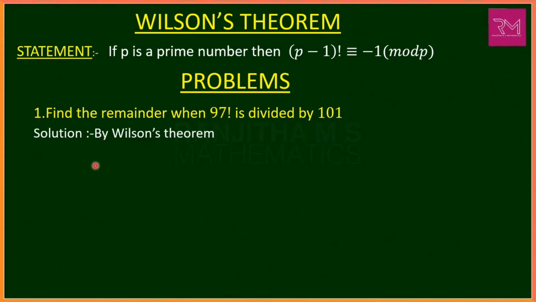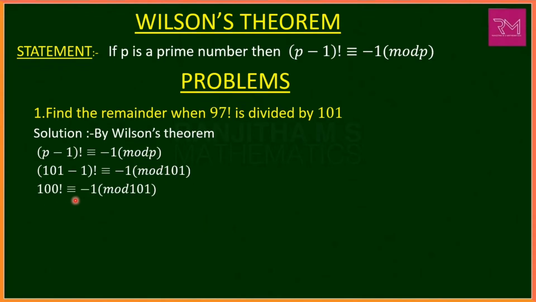First, by Wilson's theorem, we have (p minus 1) factorial congruent to minus 1 modulo p. We have to find the remainder when 97 factorial is divided by 101, which means the p value is 101 here. So, substituting 101 as p in the formula, we get (101 minus 1) factorial congruent to minus 1 under modulo 101. Here 101 minus 1 is 100. So, 100 factorial is congruent to minus 1 under modulo 101.